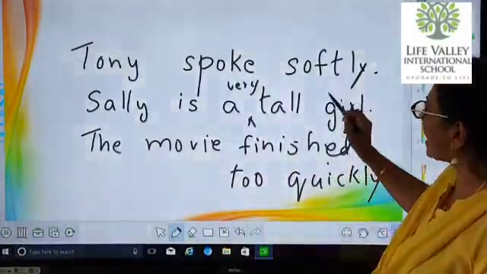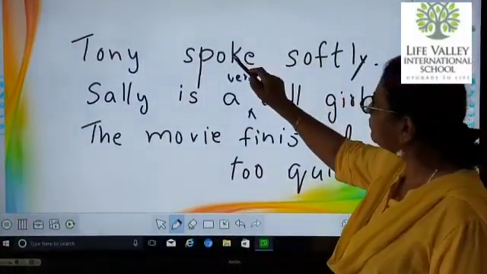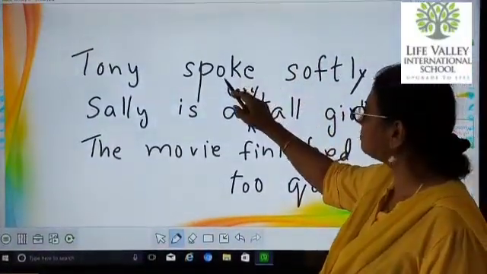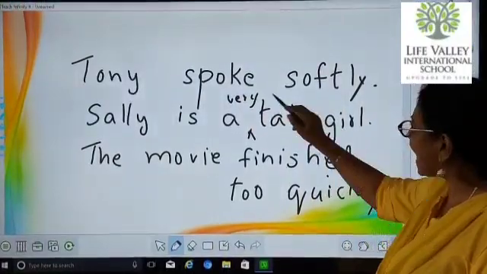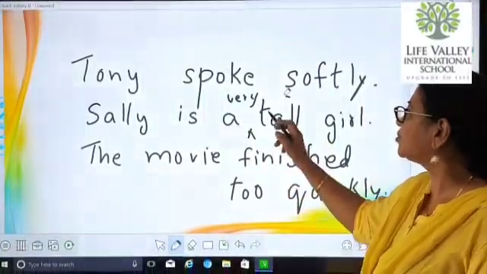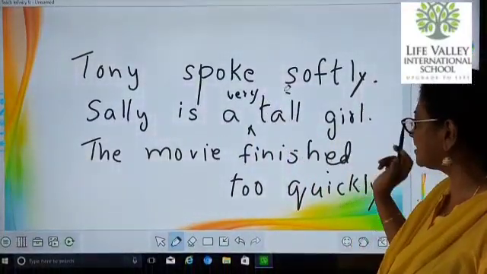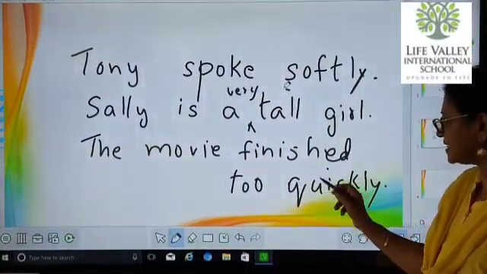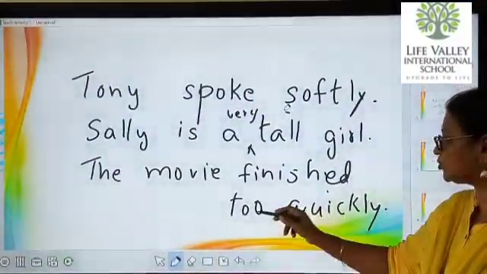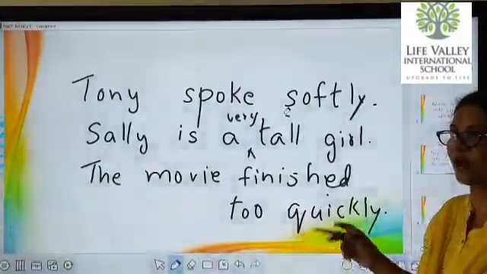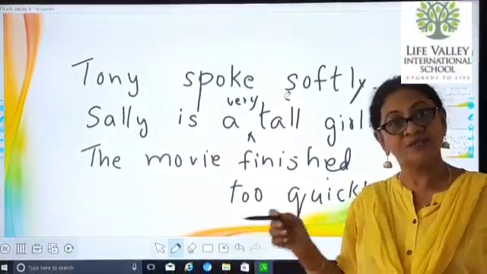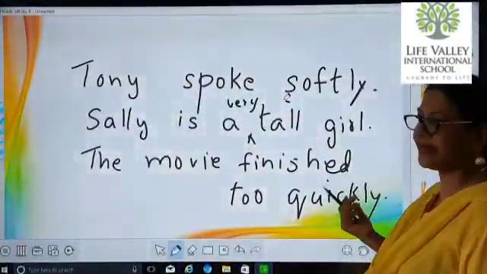So you can have an adverb describing a verb. So spoke is a verb. Softly is describing spoke. Then here is an adjective, tall, and very is telling us more about tall. So an adverb describing an adjective. And here is another adverb, quickly. And this word, too quickly. Too is telling us more about quickly. How quickly? Too quickly, or really quickly, or very quickly. So those are all adverbs describing an adverb.